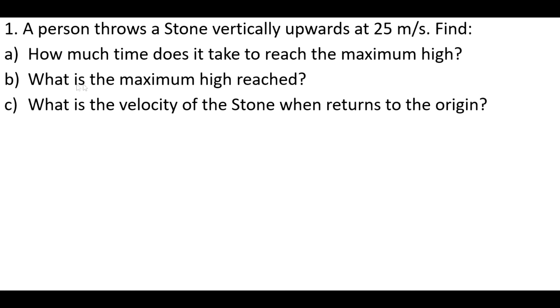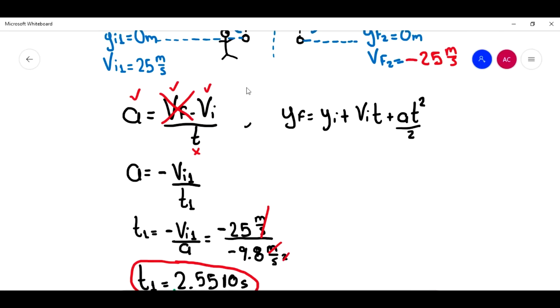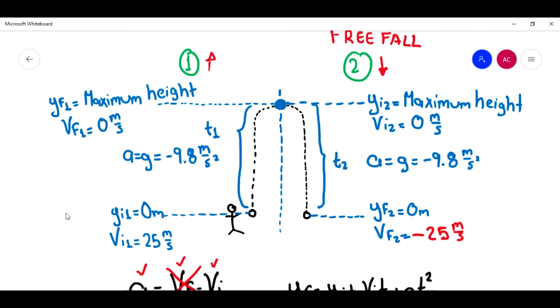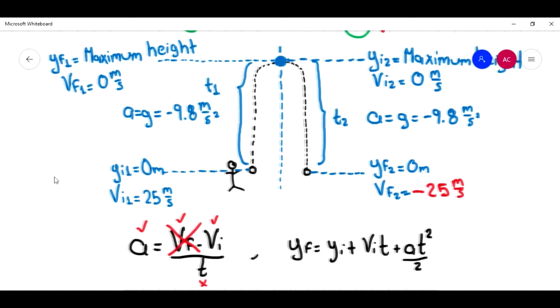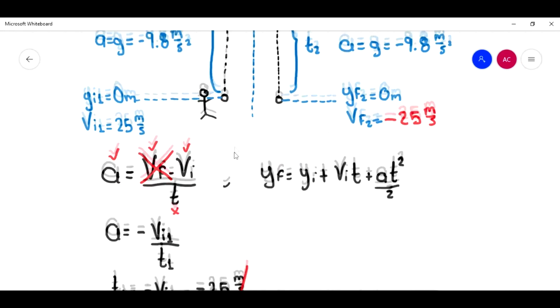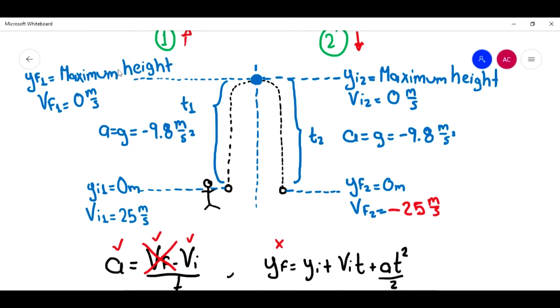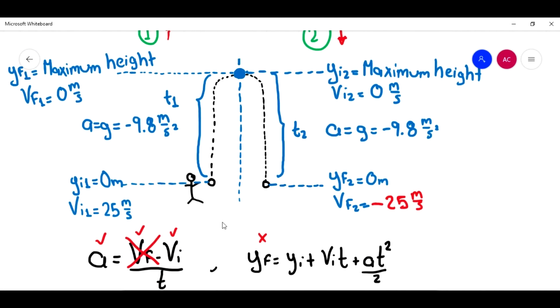Now let's find letter B. What is the maximum height reached? Let's suppose that I continue working with segment number 1. Okay, so in segment number 1, I have the final position? No, I don't have it. That is the maximum height reached. Okay, initial position, I have it.